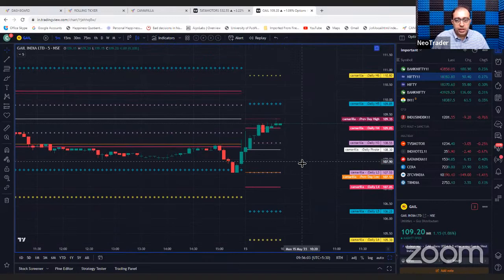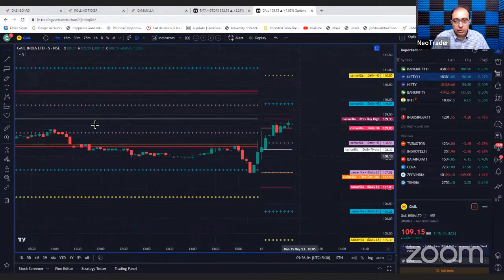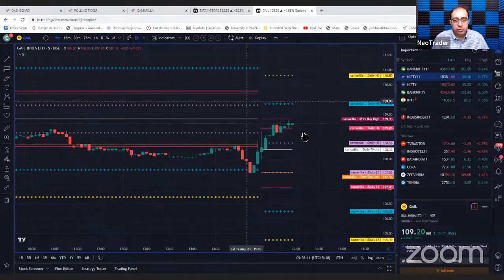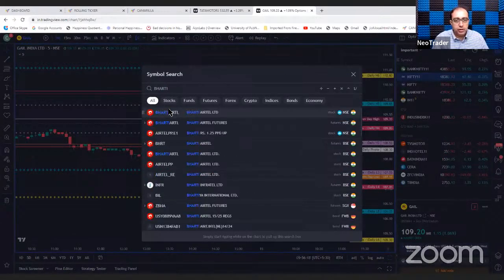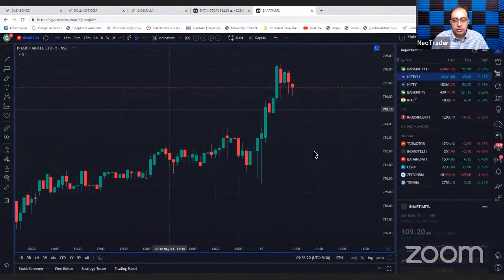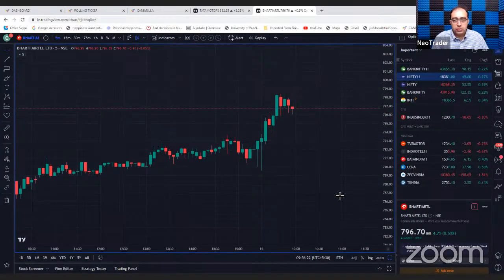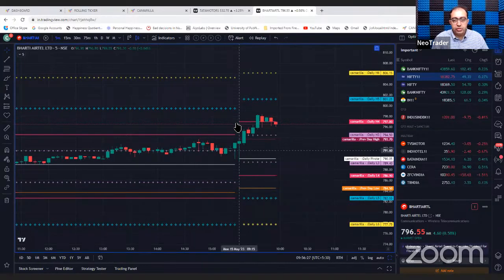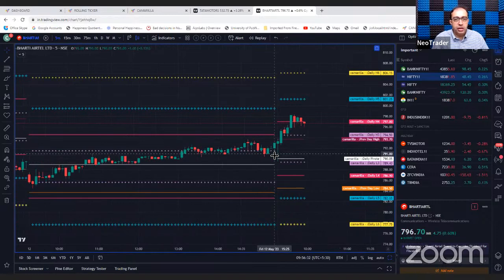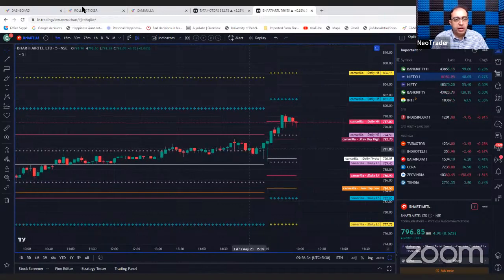So you can see that GAIL has just now crossed H4, and the movements are beginning to show. So this is GAIL, and this is Bharti Airtel. So Bharti Airtel has moved up, but it's not able to hold on. So I will wait in Bharti Airtel and maybe even in GAIL. Let me check out more names.